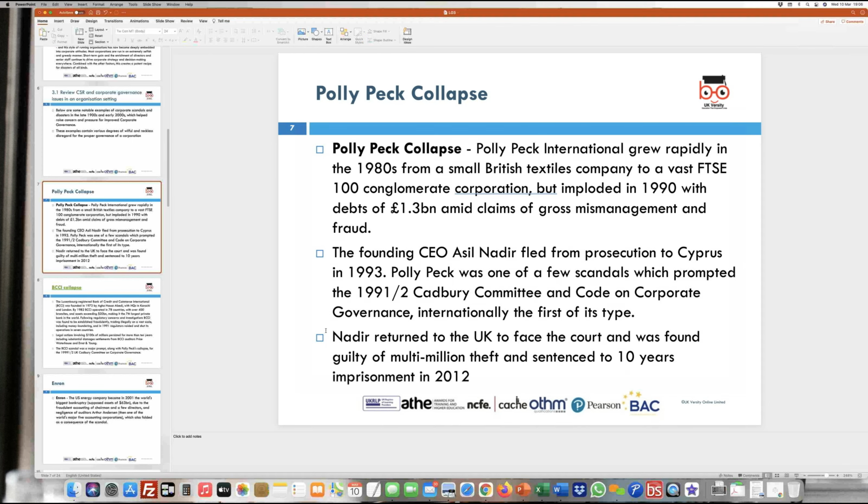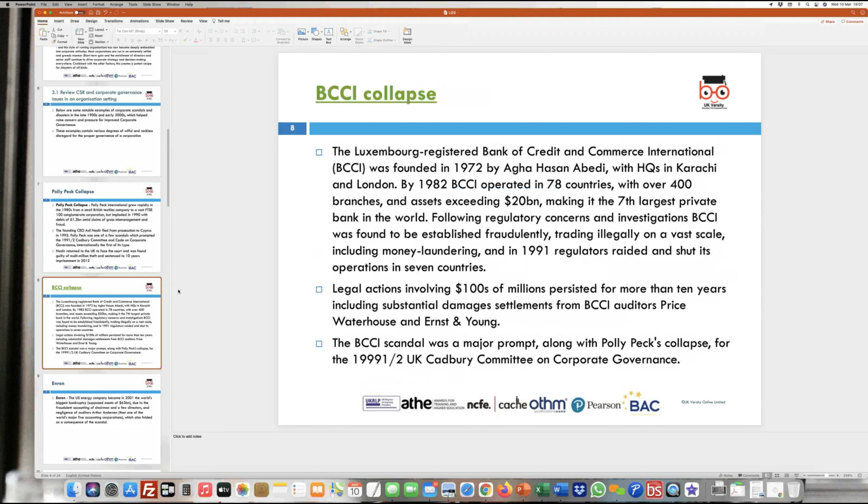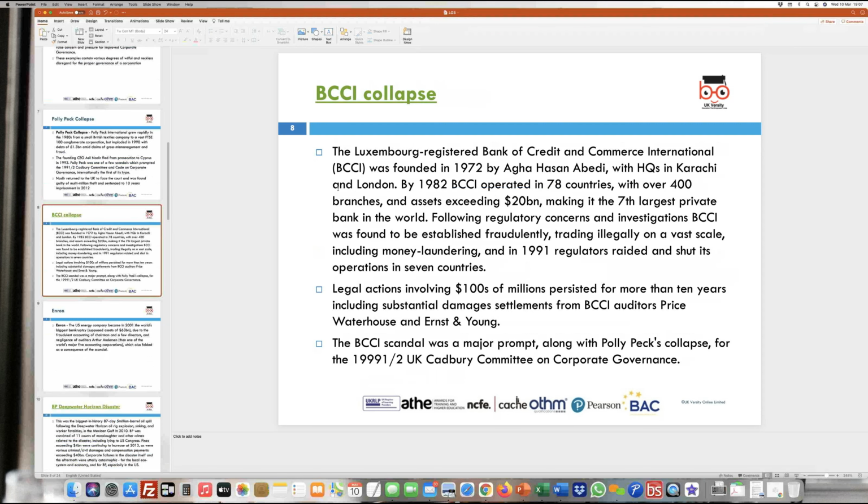So by taking an example of one company, Polly Peck International, what we have seen is that the company's financial side of things was mismanaged, which led to the accumulation of debt of £1.3 billion. And that, when it was investigated by the Cadbury Committee and a report was filed, led to the creation of the first code of corporate governance in the UK. And when the court proceedings were tried, the founder CEO was actually jailed for a period of 10 years.